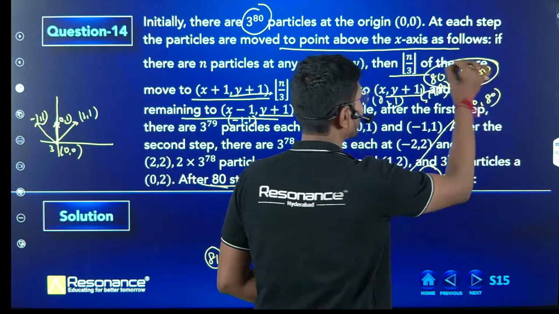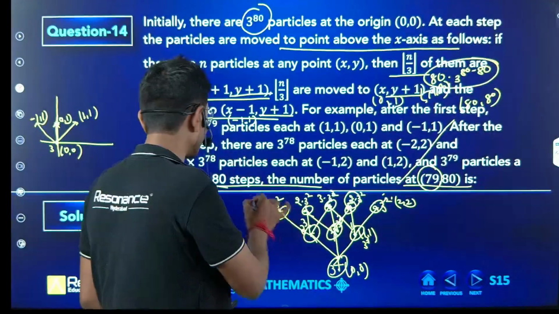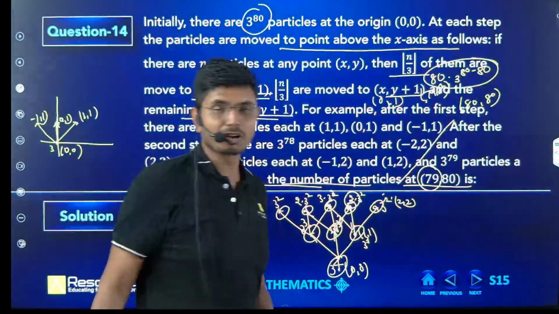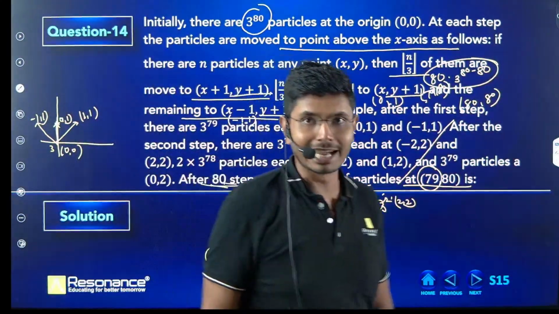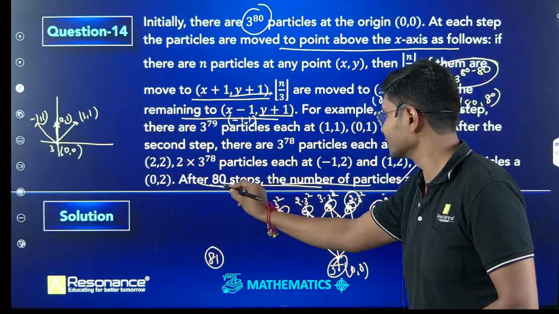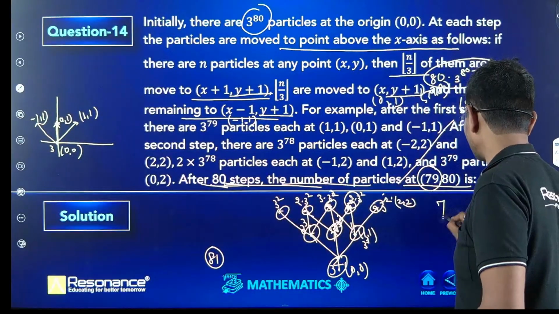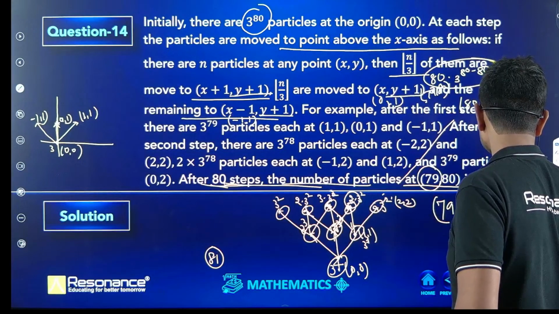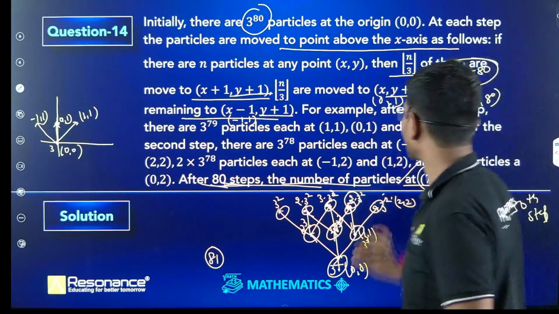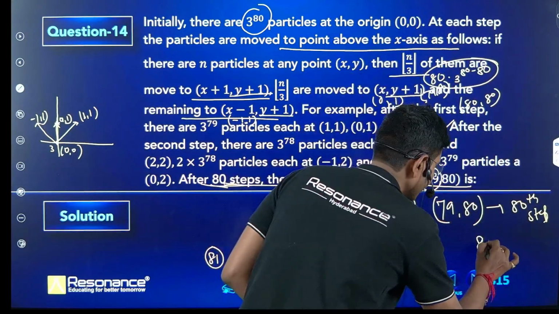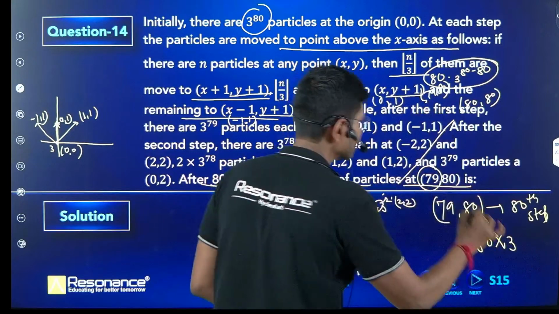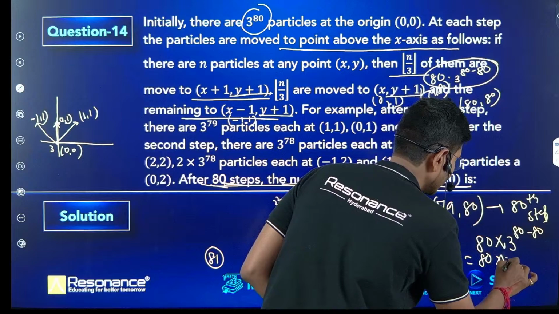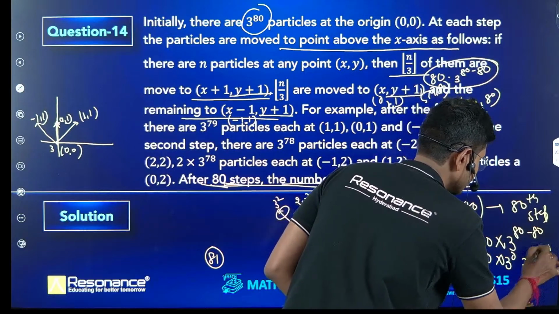So this is the coordinate of the number of particles. This coordinate represents the number of particles at 79, 80 after the 80th step. So what is the value at 79, 80 after the 80th step? The coordinate will be 80 times 3 to the power 80 minus 80, which is nothing but 80 into 3 power 0, which is 80.